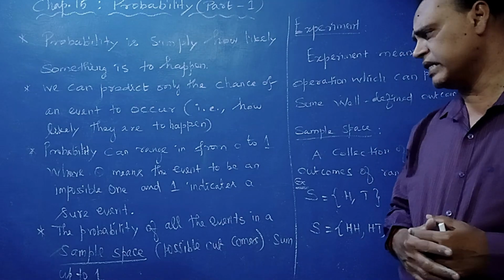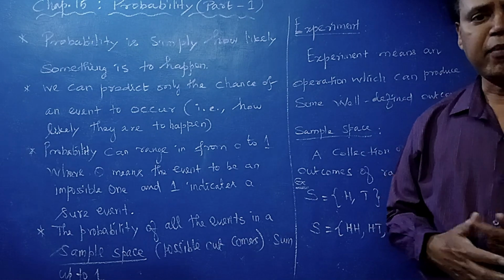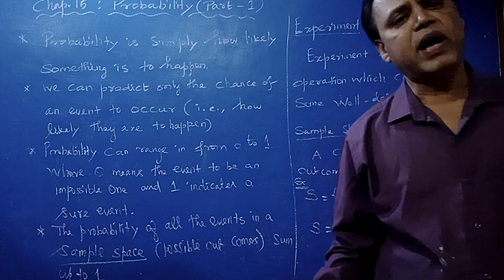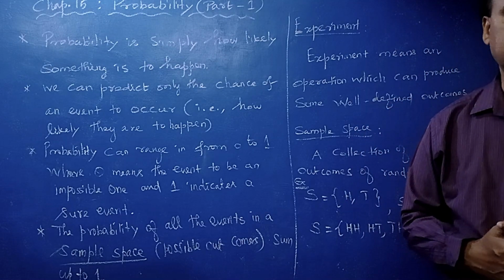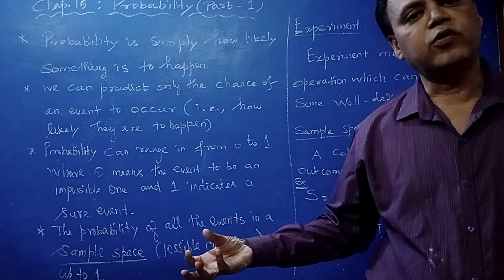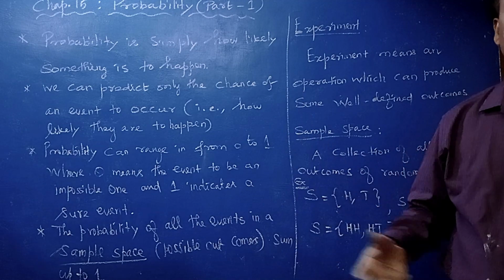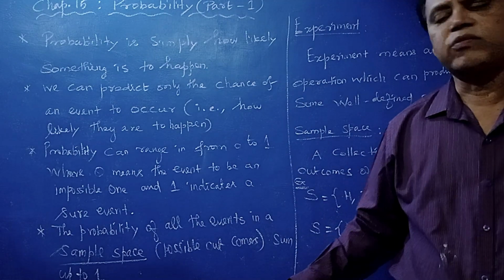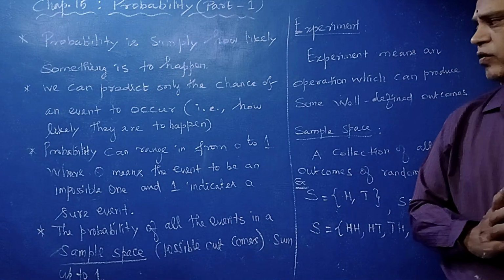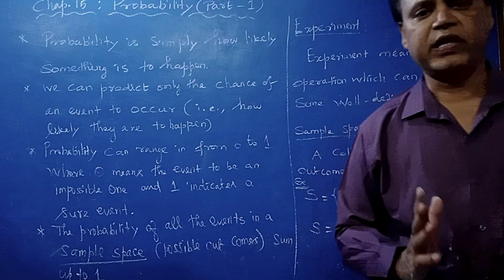Then 1 indicates a sure event. Suppose, in the same example, you take one bag full of apples. Your favorite fruit is apple. So you are drawing one fruit randomly, and you will always get an apple only. So that is a sure event. Clear? So when the value of probability is 1, that event is called a sure event.